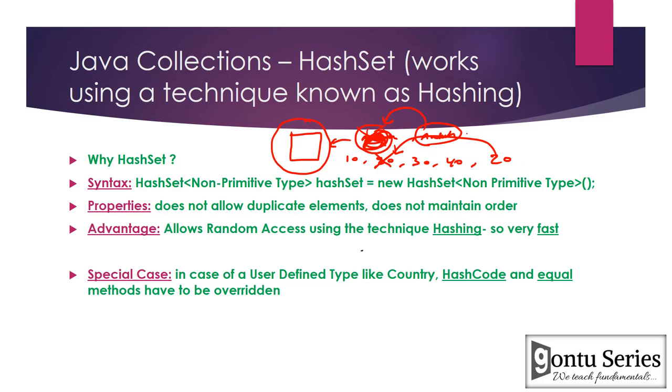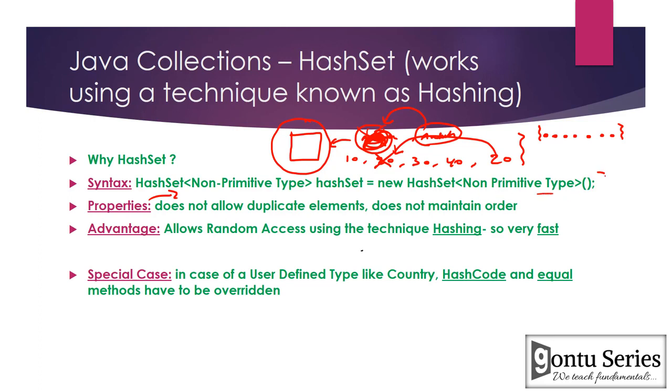This is how a HashSet works. Basically, it's a set of unique items. It's going to allow you to include unique items in your Java collection. So that's what a HashSet is all about. This is how we write a HashSet: HashSet of non-primitive type equals new HashSet of non-primitive type.